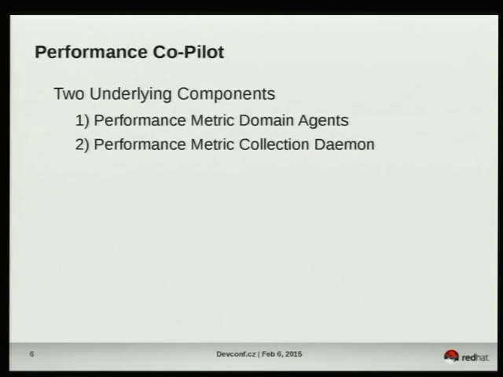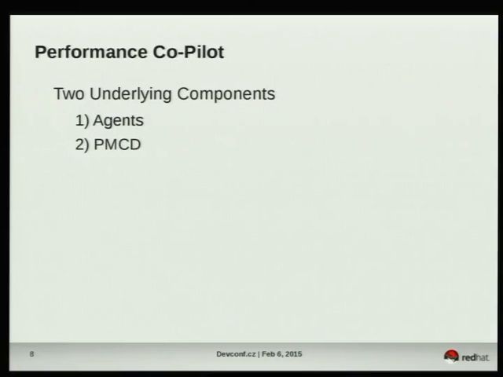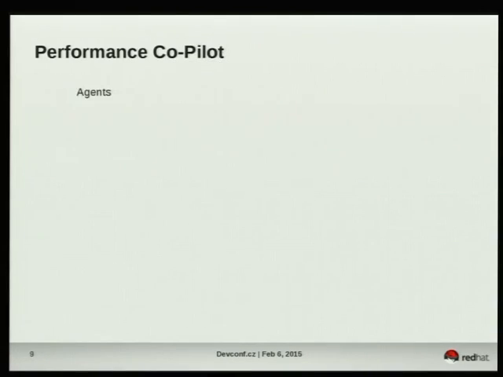Now that's a bit of a mouthful, so I'll just say we have the agents, and those are the small programs that know how to gather the information. So you can have one for your kernel, one for your database, one for your web server. And then the PMCD, there's only ever going to be one. It's a very low overhead, stateless program that knows how to organize, orchestrate, and collect this information. Right? So it looks something like this.